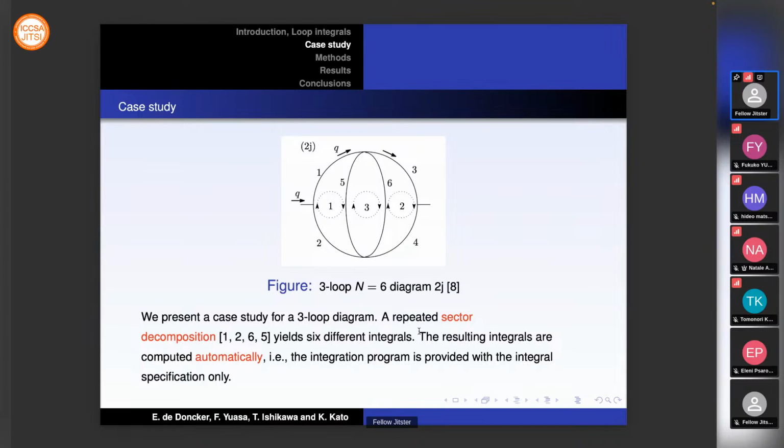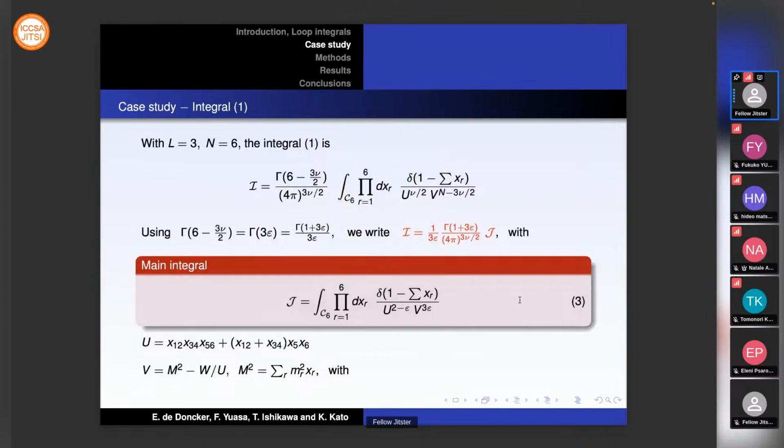For the methods, we will apply repeated sector decomposition, and then the resulting integrals are computed automatically. That is, the integration program is provided only with the integral specification and does not apply specific integration methods. Here is the integral after substituting number of loops L equals 3 and N equals 6.